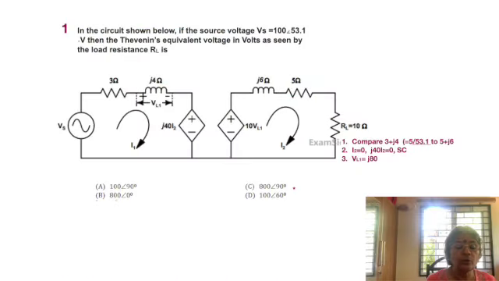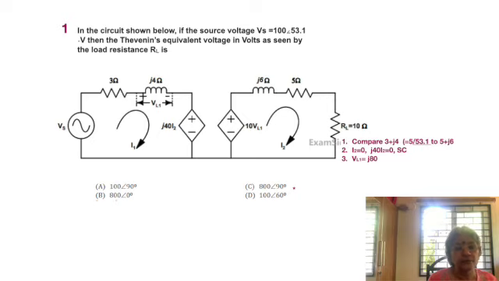And then we move on to the other loop, wherein we see a different impedance, that is, we have 5 ohms and j6 ohm reactance, or 5 plus j6, and then there is the loading resistor, which is 10 ohms. Okay, and so we have the 2 loop currents I1 and I2. Let's see what the problem is all about. In the circuit shown below, if the source voltage Vs is equal to 100 angle 53.1, so remember 53.1 was also mentioned with respect to the impedance that connects the source Vs to the dependent source, then the Thevenin's equivalent voltage in volts as seen by the load resistance RL.